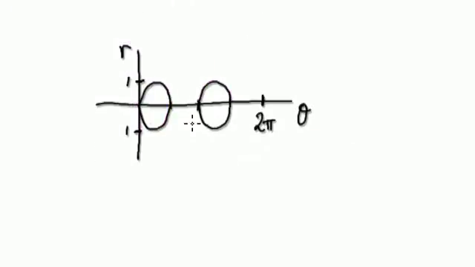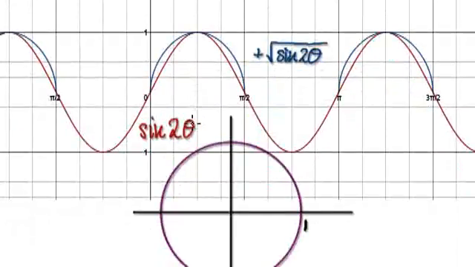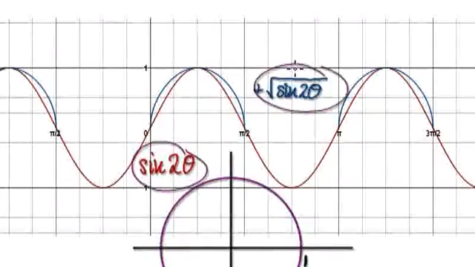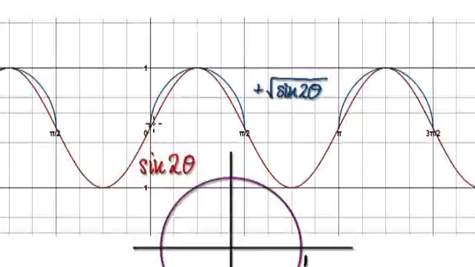If you get a graph plotter and plot sine 2 theta, it will look like the red curve. But when you square root this, it will give you the blue line. Don't forget the blue line is a positive version here, and you've got a negative version as well. You can see the red line represents our sine 2 theta.